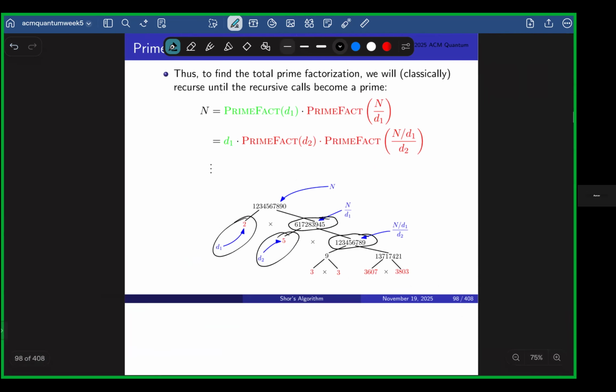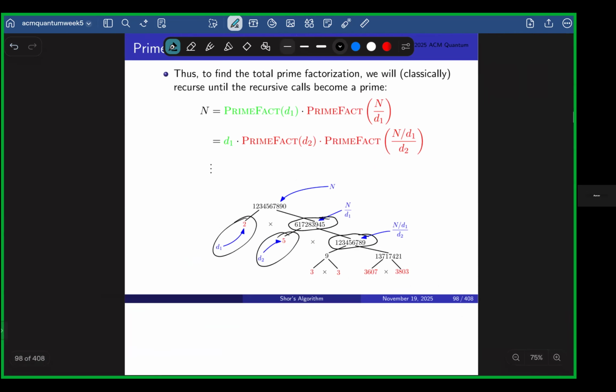Okay. And then what Shor's algorithm does is find these single factors d. They could either be prime or not prime. But then to solve the prime factorization problem, you just plug it into this recursive formula, where you just divide the number by d and then do recursive prime factorization calls.